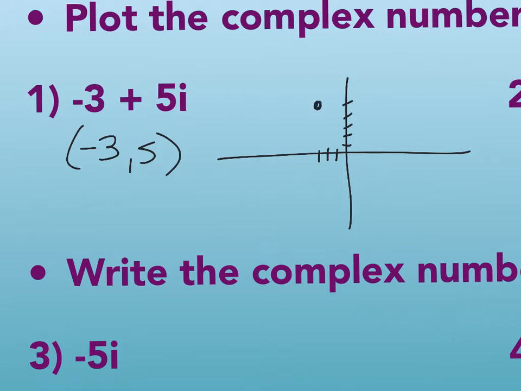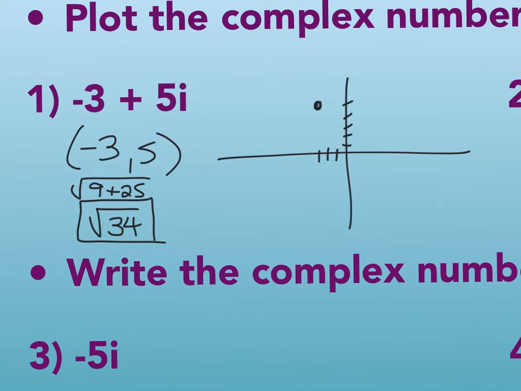And remember, this is a point and not a vector. Okay, so there's no line there. It's just a point. And then the absolute value of this is just like the magnitude of a vector. So I would do the square root of negative 3 squared, which is 9, plus 5 squared, which is 25, and I get the square root of 34. That would be your magnitude.